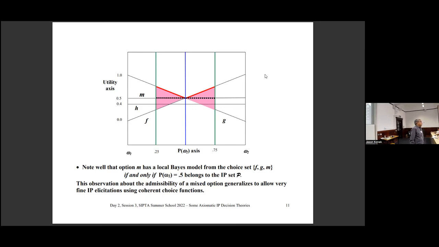And I've just shown you how to avoid using convex sets of probabilities: stuff on the left of a half is in, stuff on the right of a half is in, but a half is not in there. So the set of probabilities is not even connected, and not convex. The reason I show this is that it's the core of what's going to take place. The theory works because it allows for saying F is admissible, G is admissible, M is not, in the three-way choice of F, G, and M. And that's a test for P of a half. P of a half is in your set if and only if M is admissible.